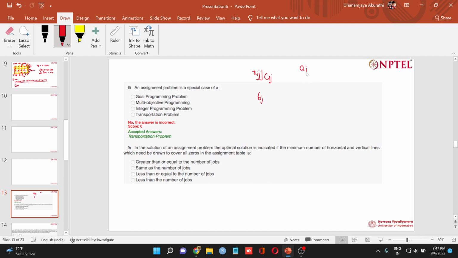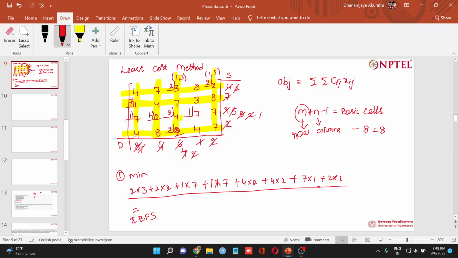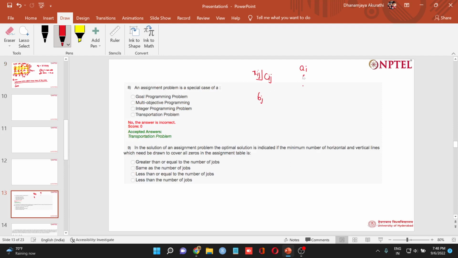So in an assignment problem, each of the Ai is equal to 1. If in a transportation problem the Ai's are 1, then we can say that it is an assignment problem. Another criterion is that the number of rows and the number of columns must be equal. In the transportation problem here, the rows are 4 and the columns are 5. These are not equal. But the assignment problem is a special case of the transportation problem when the number of rows and columns are equal, and also the supply and demand of each is equal to 1, unity only. Ai is equal to 1 and Bj is equal to 1.